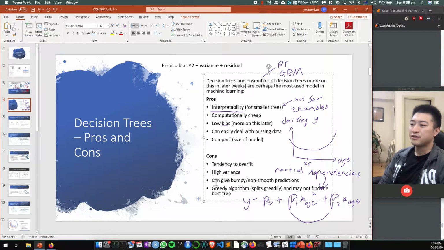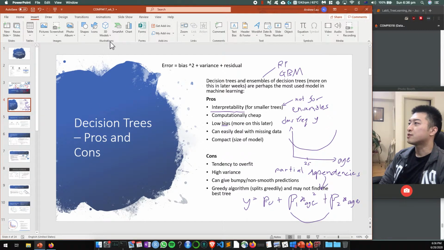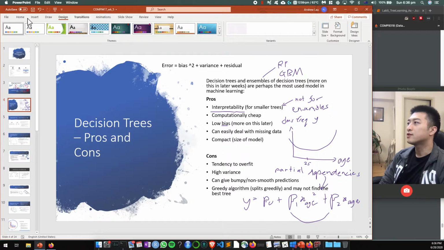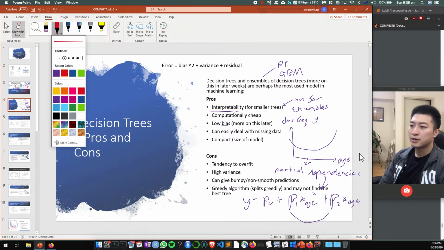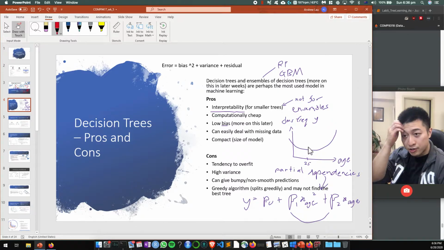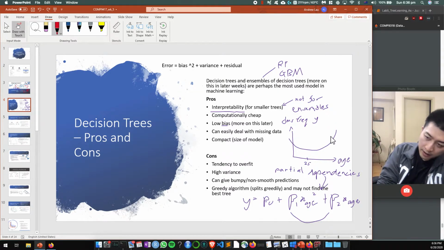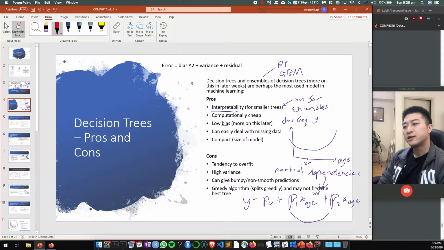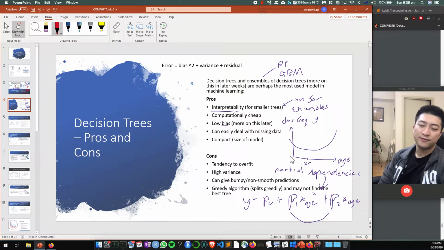Cool. The other interesting thing about decision trees is that they can give bumpy or non-smooth predictions. What I mean by that is, okay, this is actually a perfect example in insurance land. This might be your typical general insurance motor age curve, right? Now, in real life, that kind of makes sense. Maybe you're smoothing it out, but it just makes sense from a judgmental, common sense point of view.